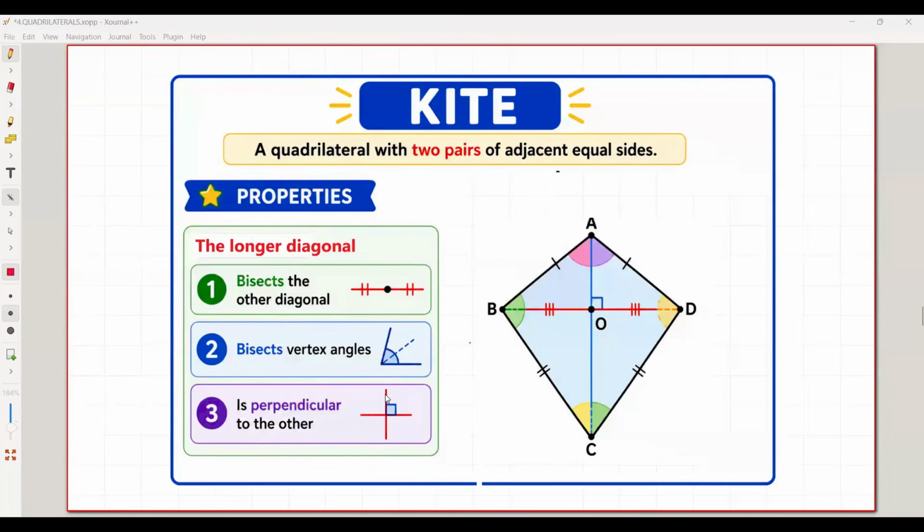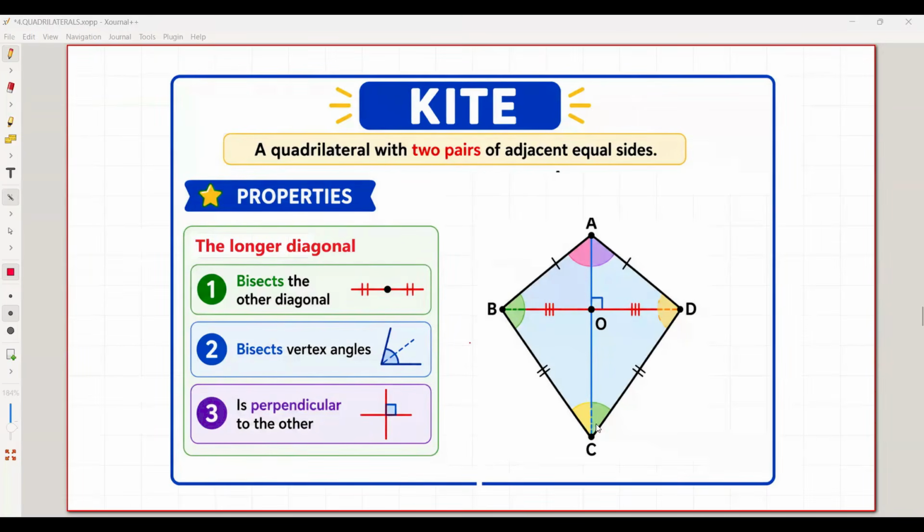The properties of a kite: the longer diagonal, here AC is the longer diagonal, bisects the other diagonal. So the longer diagonal divides the smaller diagonal into two equal parts. That means OB will be equal to OD. Second point, the longer diagonal bisects the angle, dividing it into two equal angles.